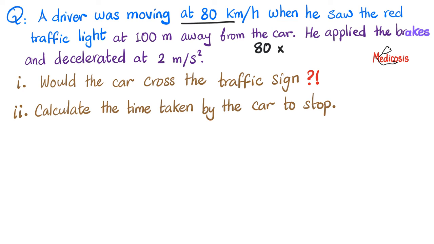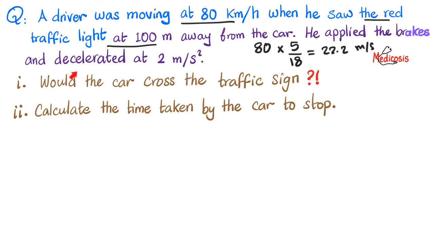How do you do this? You multiply by 5 over 18. And this will give you about 22.2 meters per second. He saw a red traffic light at 100 meters away. You might be tempted to use this as your distance. No, that's not your distance because I do not know whether he will stop at 100 meters, less than 100 meters, or more than 100 meters. So the displacement for me is still unknown.